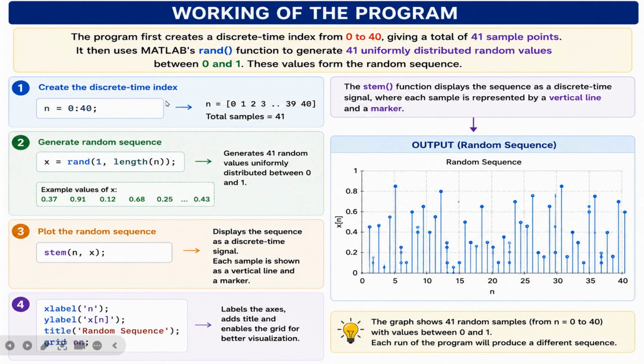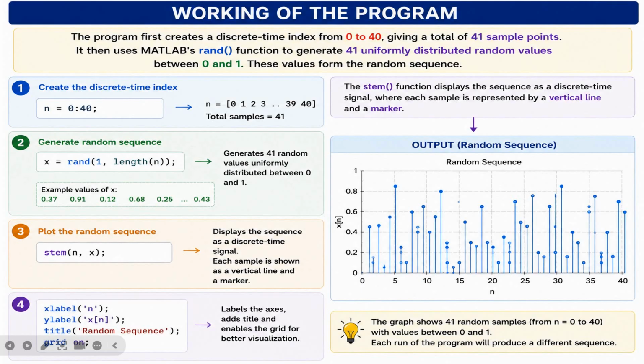So here we'll create a discrete time index, that is, we'll use this instruction, n equals 0:40. Now this statement will create the discrete time index n, and the sequence starts from 0 and ends at 40.